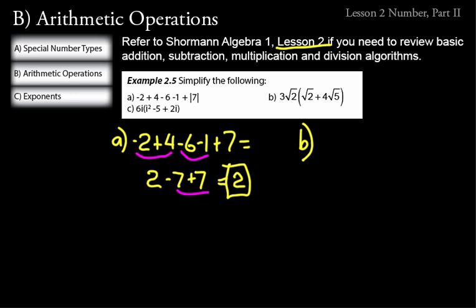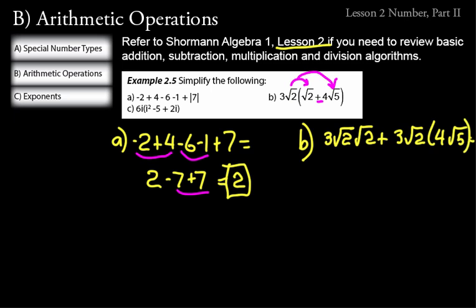So we need to take that 3 times the square root of 2, and we multiply that by the square root of 2 on the inside. Then we take it and multiply it by the 4 times the square root of 5, putting a plus sign in between. So we have 3 times the square root of 2 times the square root of 2 plus, because of that plus sign, 3 times the square root of 2 times 4 times the square root of 5. And now let's keep simplifying.